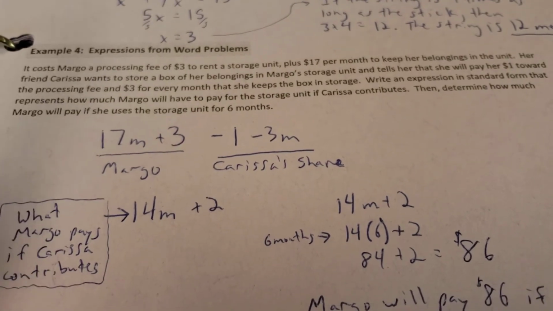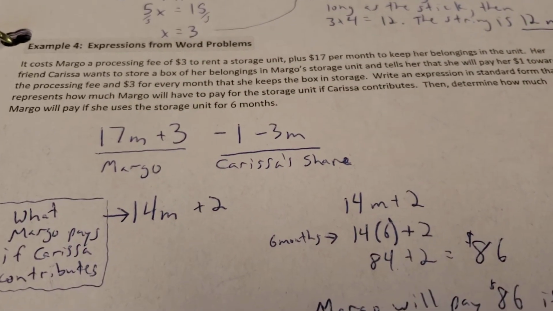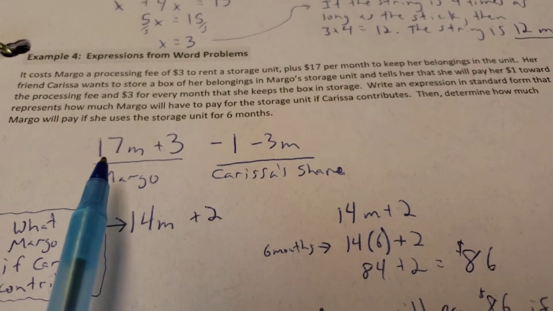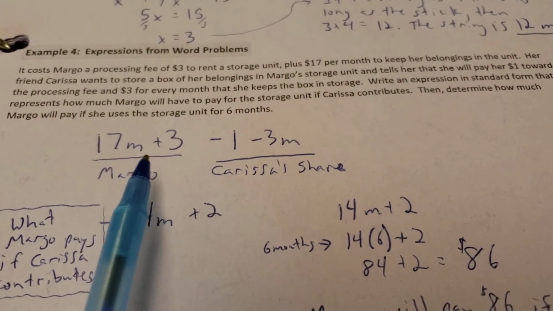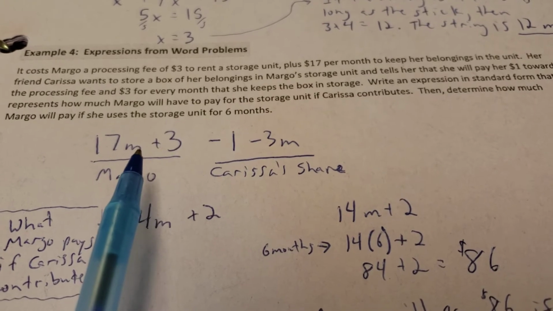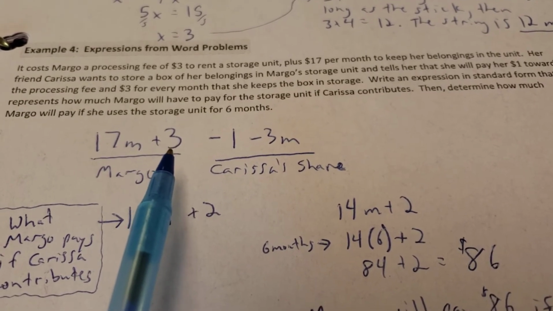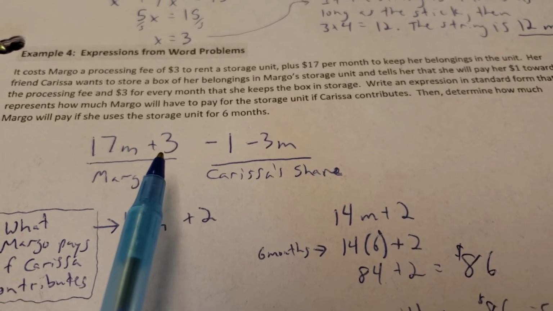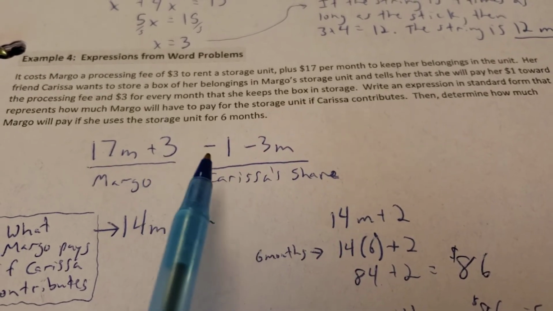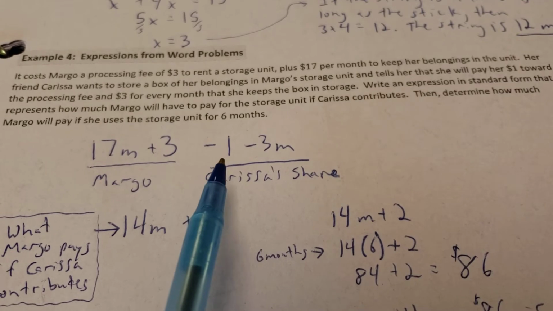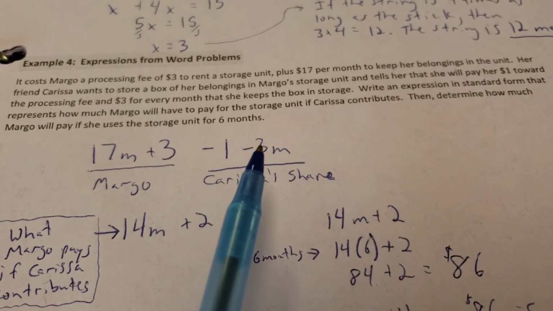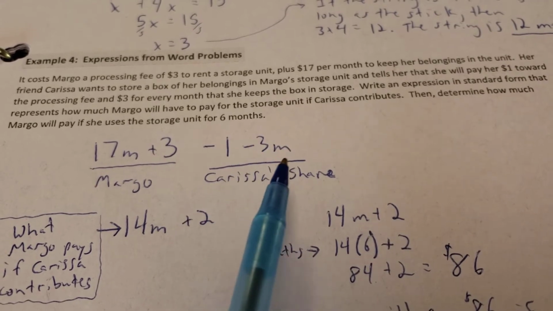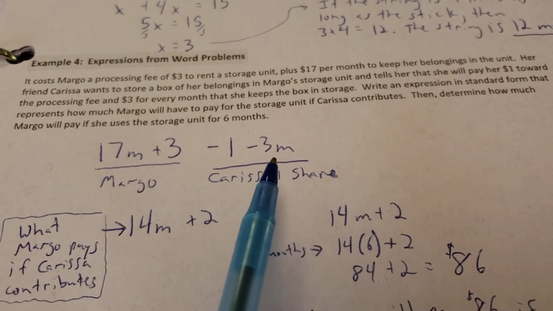Now, when they say standard form, it means just get all the like terms collected, so kind of clean up your expression. Now, if Margot is going to pay it by herself, it's $17 per month, so 17m, plus that $3 processing fee to sign up and do the paperwork and get her key and everything. Now, if Carissa wants to help out, she'll take $1 out of the processing fee, and it'll take $3 a month out of Margot's money also, because Carissa's going to pay $3 a month.